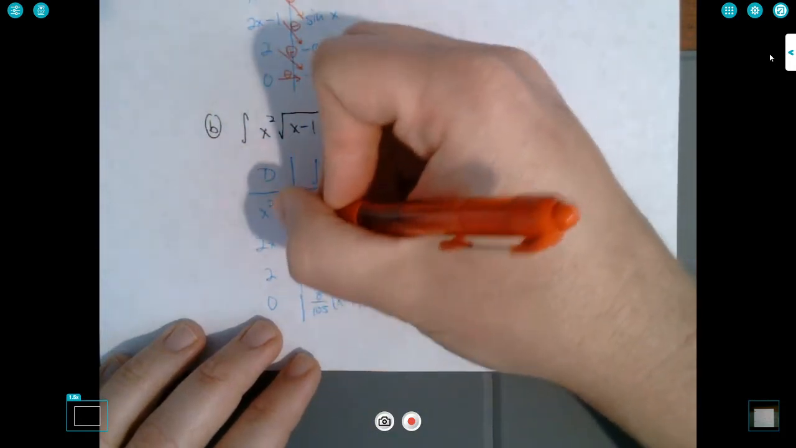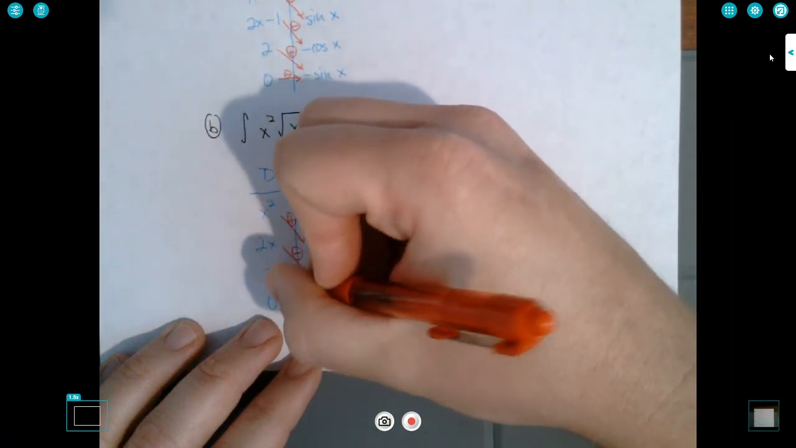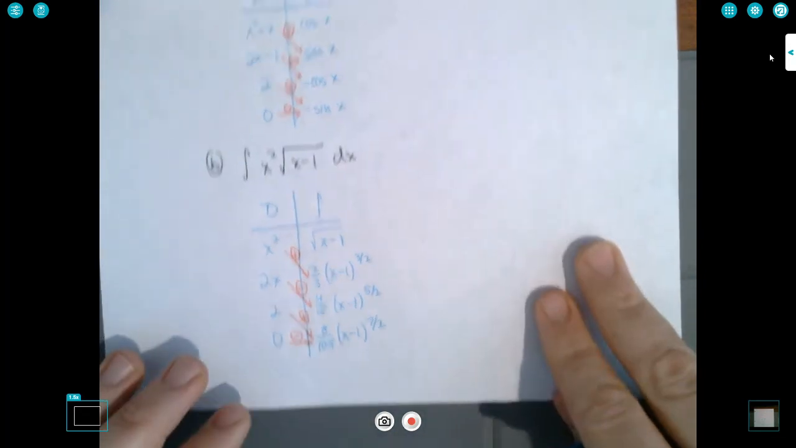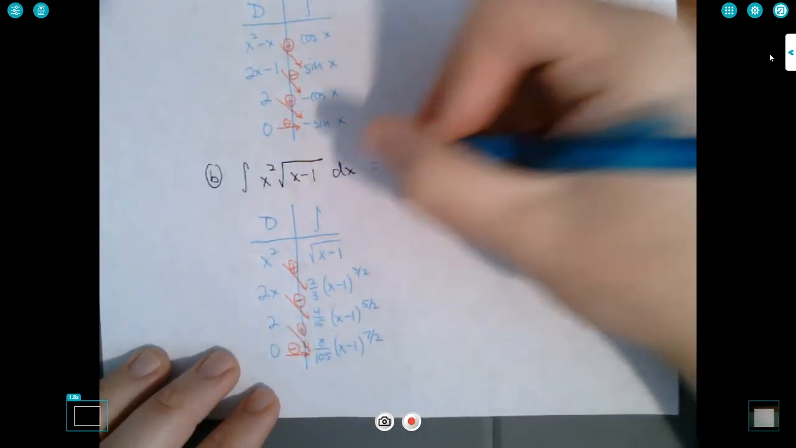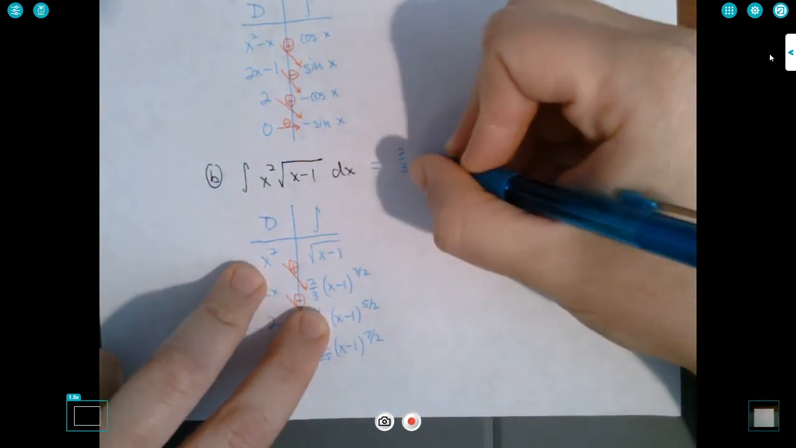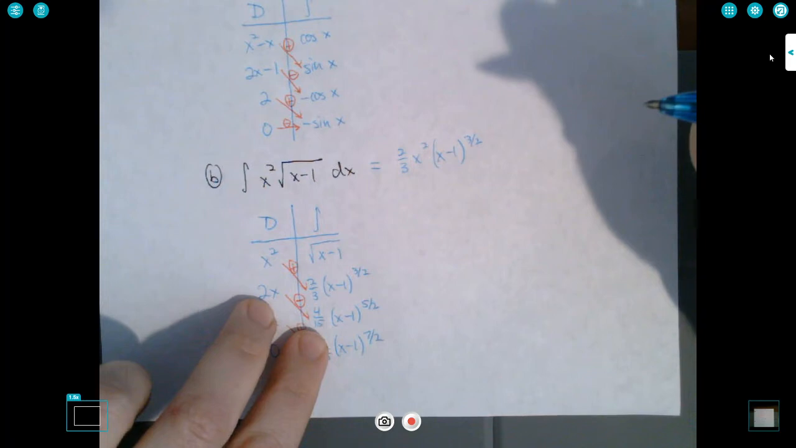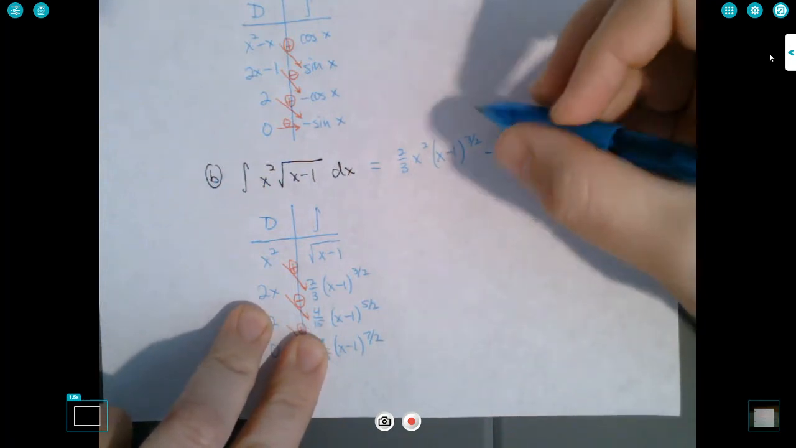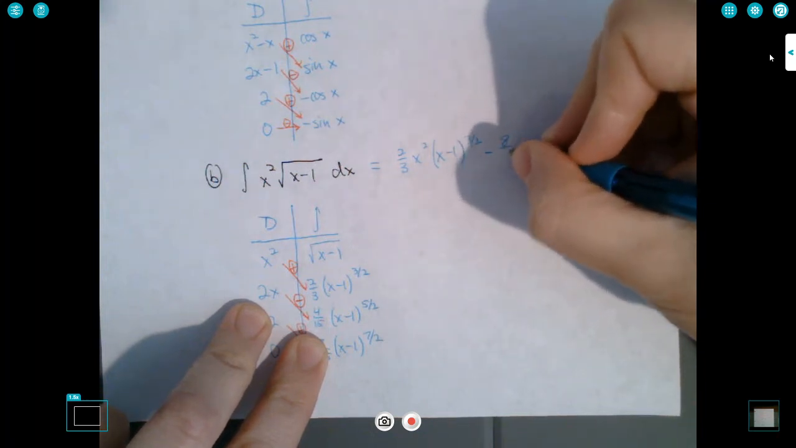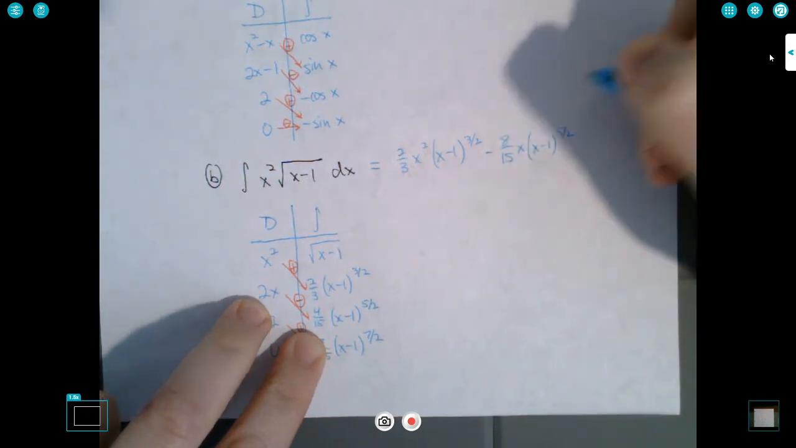Now I do this plus this minus this plus this minus. Okay, I get 2/3 x squared times x minus 1 to the 3/2 power minus 2 times 4 is 8, right? So I'm going to call it 8/15 x times x minus 1 to the 5/2 power.